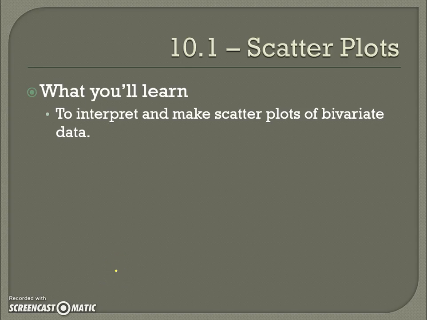Hey guys, we're going to be jumping into chapter 10 here, which is our last chapter of the book. Crazy, I know, right? All right, so scatter plots. What you're going to learn is to interpret and make scatter plots of bivariate data. Now that may sound like a weird word to you. That's because it is, and you may have never heard of it.